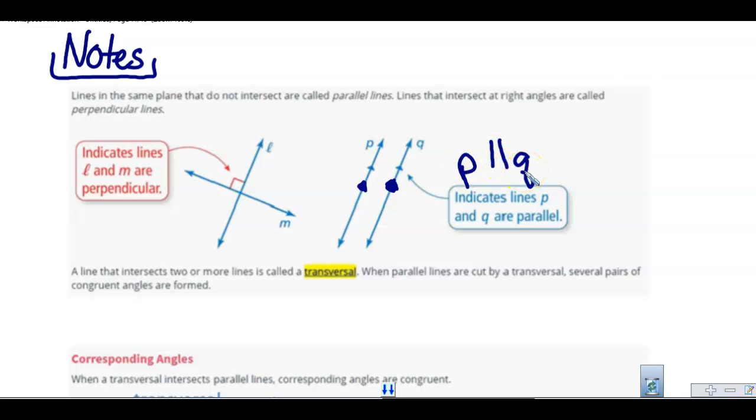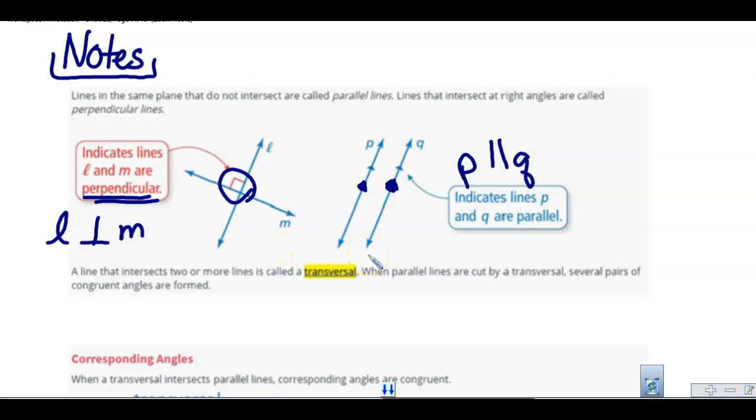When we have lines that intersect at right angles, that is what we call perpendicular. That is noted by the right angle symbol. And when we write them in math form, we could say that L, and then we do kind of an upside down T. This means perpendicular. M. L is perpendicular to M.